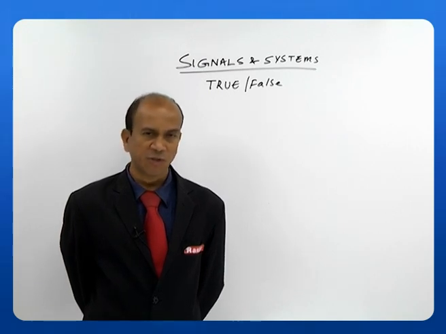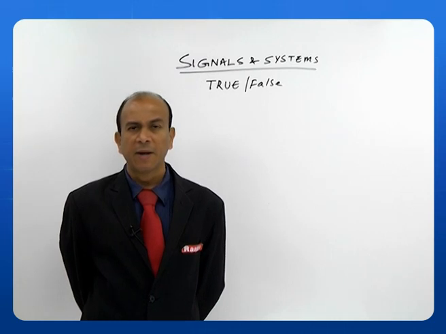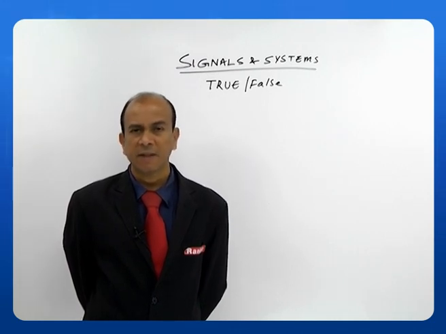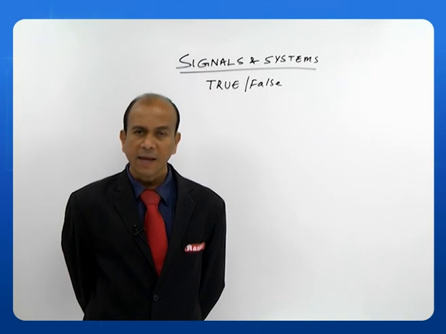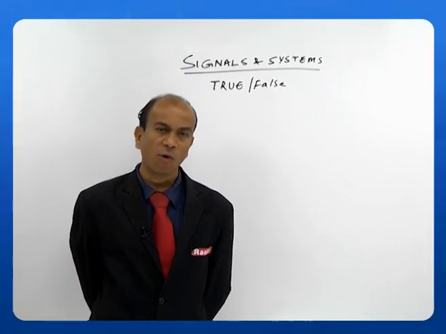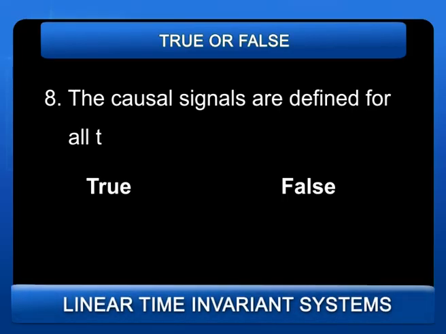This again is a false statement because we said the causal systems are dependent on the past and the present, and they do not have any prediction of the future. When I say for all t, we are considering also the future. So whatever depends on the past and the present signal is called a causal signal. As we are talking about the signal being defined for all values of t, we say this is not a causal signal. So the answer is definitely false.